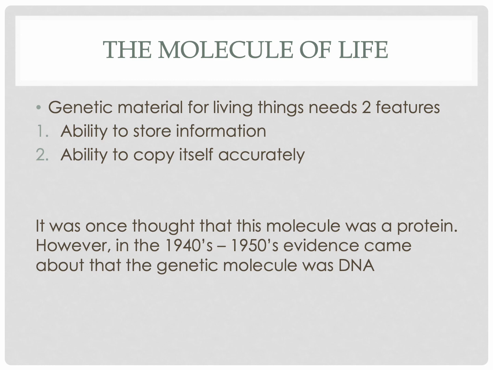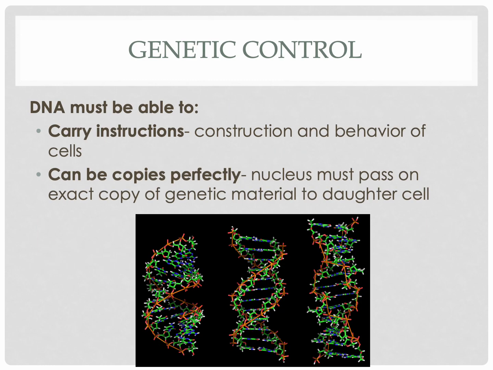It was once thought that this molecule was a protein. However, in the 1940s to 1950s, evidence came about that the genetic molecule was DNA. DNA must be able to carry out instructions for the construction and behavior of cells, and it can be copied perfectly. The nucleus must pass on the exact copy of the genetic material to the daughter cells.